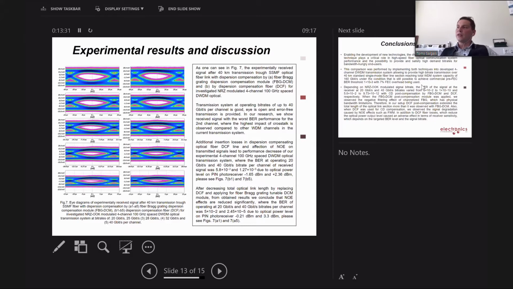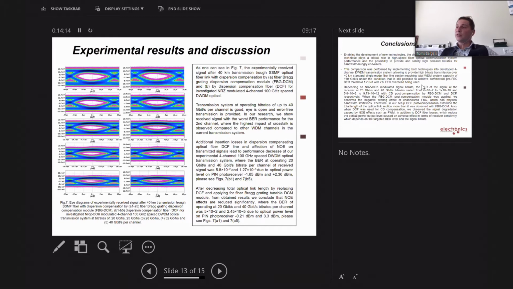In our research, we show only the worst BER performance, for the second channel, where the highest impact of crosstalk is observed compared to the other WDM channels in the current transmission system. Additional insertion losses in the dispersion compensating fiber DCF line and the effect of nonlinear effects on transmitted signals lead to a performance decrease of our experimental transmission system, where the BER at 20 to 40 gigabits per second bit rate of the received signal was from -2 to -5 due to the optical level on the PIN photoreceiver, from the fixed 7B1 and 7B5, as you see.